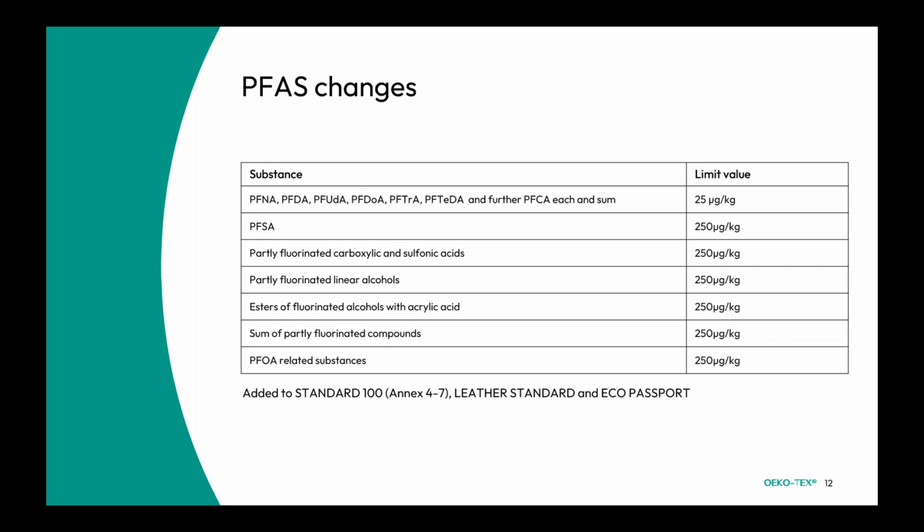We have also had some PFAS changes. As you can see here, I won't be going into too much detail, but please be aware that the limit values have gone down quite a bit. We have some values that are down to 25 micrograms per kilogram, but mostly they are at 250 micrograms per kilogram. And this is relevant for the Standard 100, leather standard, and OEKO-Passport.